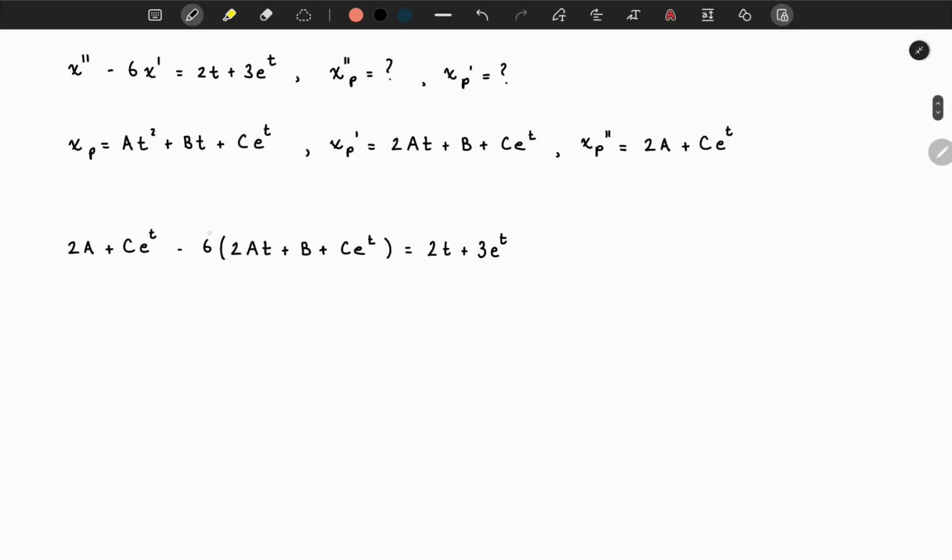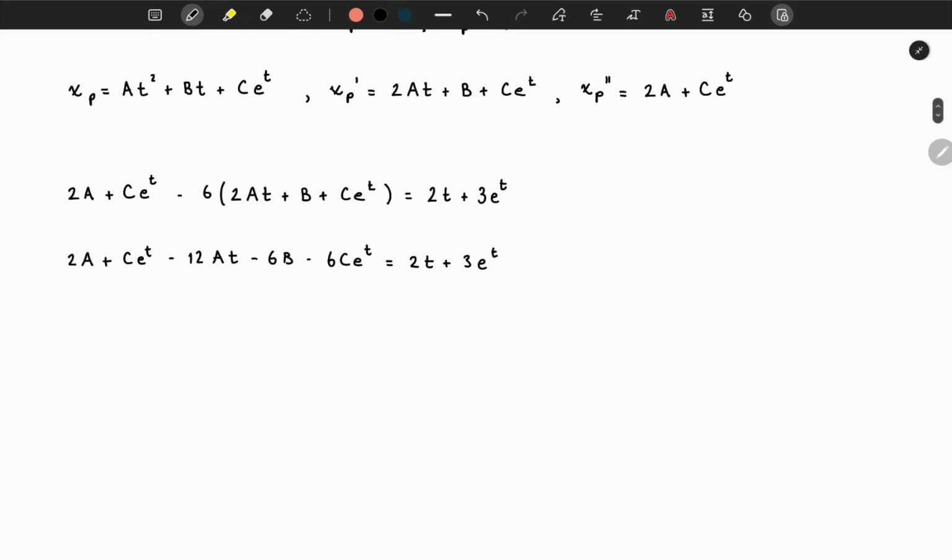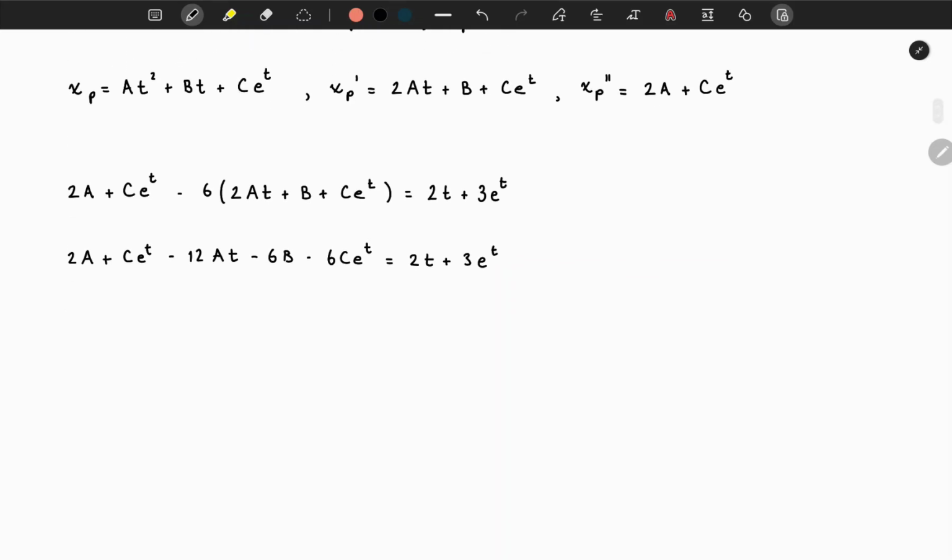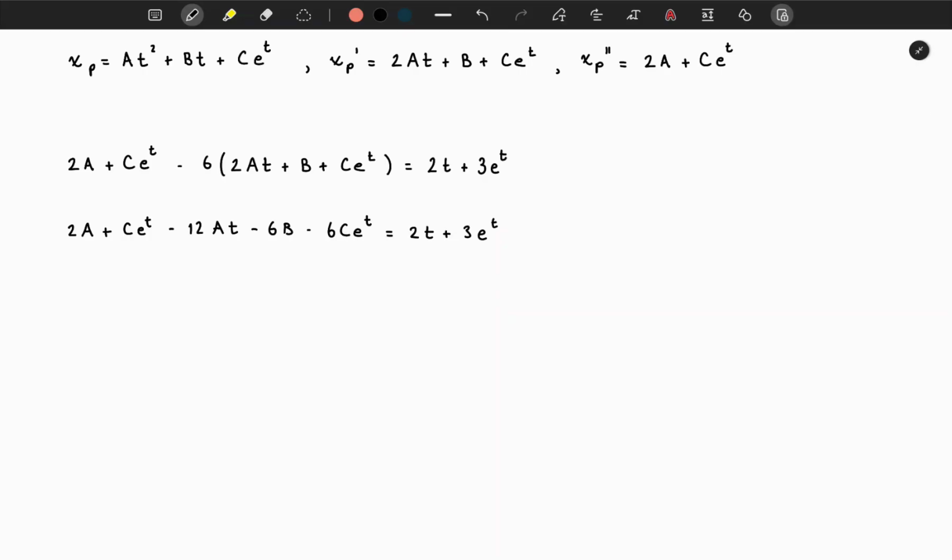So let's go ahead and distribute that 6. So we would have 2a plus c e^t minus 6, or well, 6 times 2, so minus 12at minus 6b minus 6c e^t, and it's equal to 2t plus 3e^t. And now what we have to do is solve for our undetermined coefficients, our a, c, and our b. That's what we need to solve for.